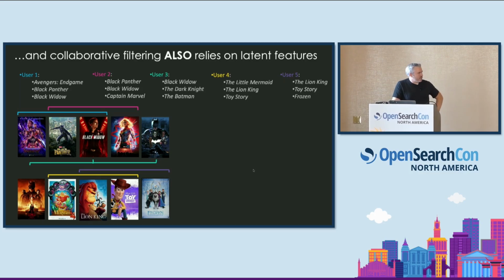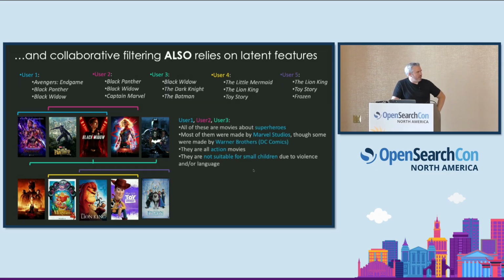But the reality is, if you and I look at this data, our brains can pick out the latent features that are embedded in these interactions. For example, we can see that user 1, user 2, and user 3 all tended to like movies about superheroes. Most of them were made by Marvel Studios, though some were made by Warner Brothers or DC Comics. They're all action movies, and they're all not really suitable for small children.